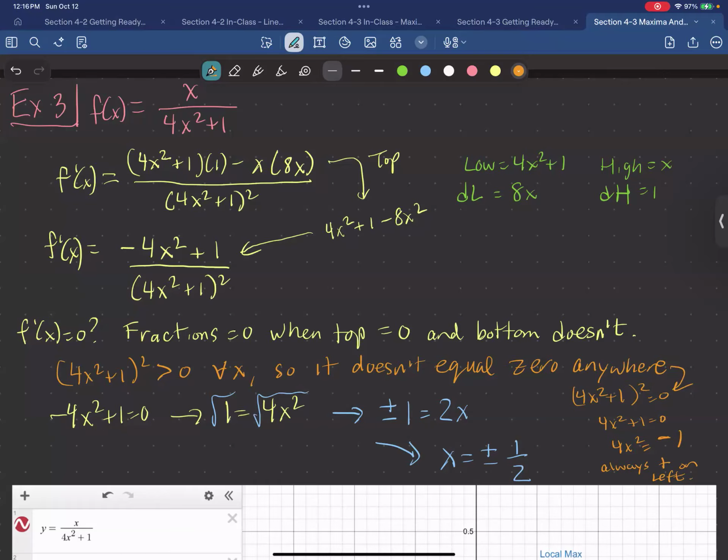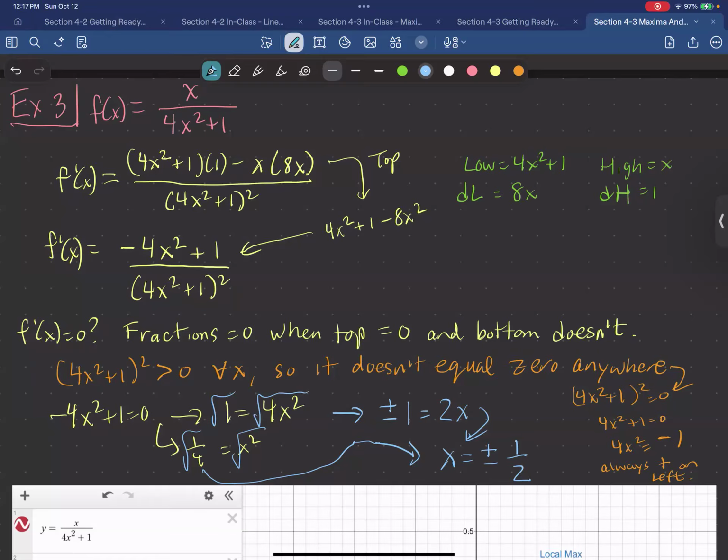So we don't have it undefined anywhere, but we can figure out where the fraction equals 0. We set the top equal to 0. I added 4x squared to both sides, and then I took the square root. You could have done this, divided by the 4, and then taken the square root. But this is a little harder to recognize that this leads to that. They both get you there.